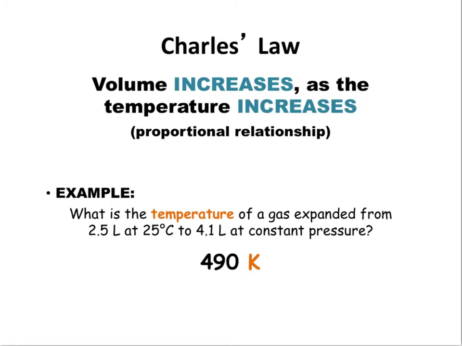Let's take a look at an example of a Charles' law problem. The example says, what is the temperature of a gas expanded from 2.5 liters at 25 degrees Celsius to 4.1 liters at constant pressure? Again, you have to pay attention to what is given in these problems, and I can see that I'm given volume and temperature. Therefore, I know it's going to be a Charles' law problem, and I'm going to need to use V1 over T1 equals V2 over T2. But the problem here is going to be the temperature. You know that for all gas law problems, you must be in Kelvin. So I'll have to do a temperature conversion before I can actually start the problem.